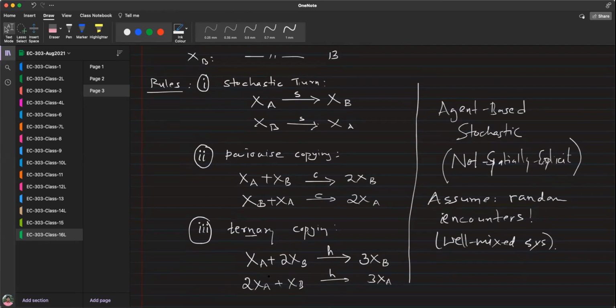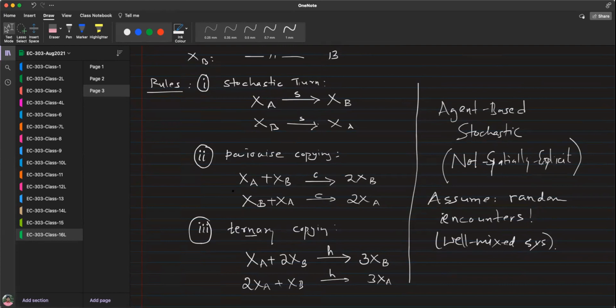So I just want to confirm. So X goes to XB with probability S and remains in XA with 1 minus S. Okay. That's not a problem. Okay, thank you.